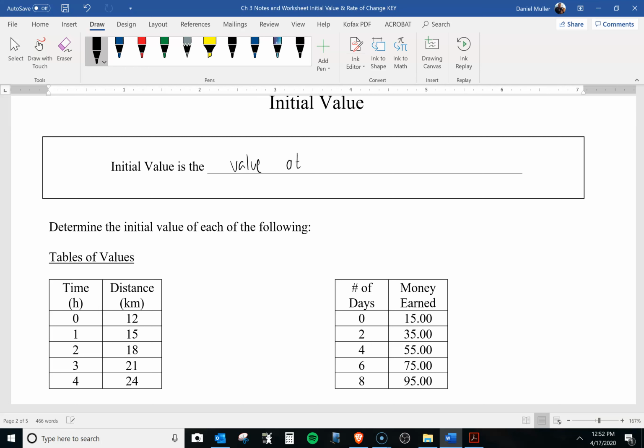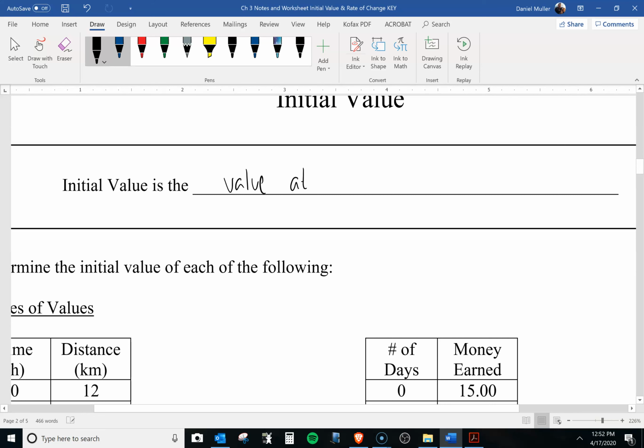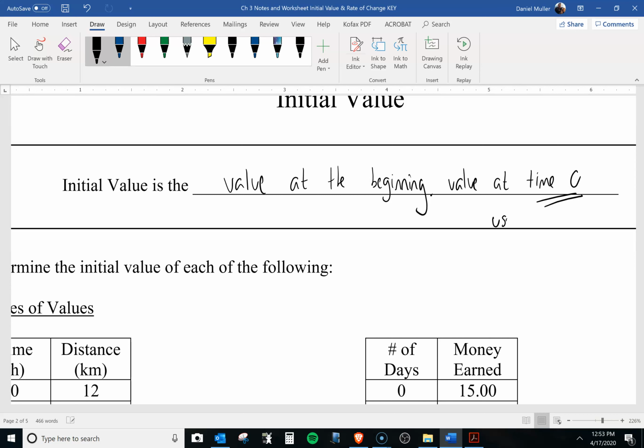The initial value is the value at the beginning. It's the value at time 0, usually.